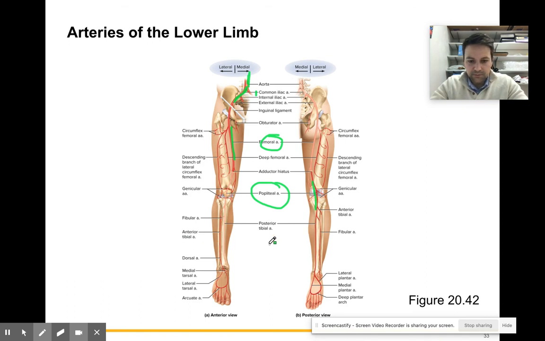And we'll also do the fibular artery, okay, which runs down your calf. Okay, so femoral, popliteal, fibular.